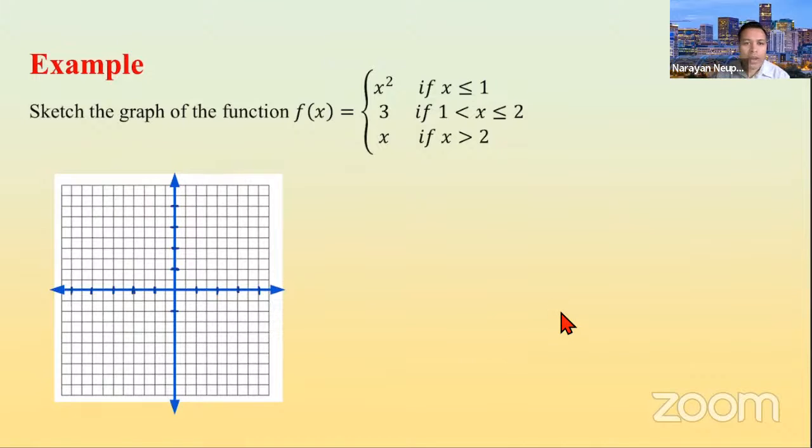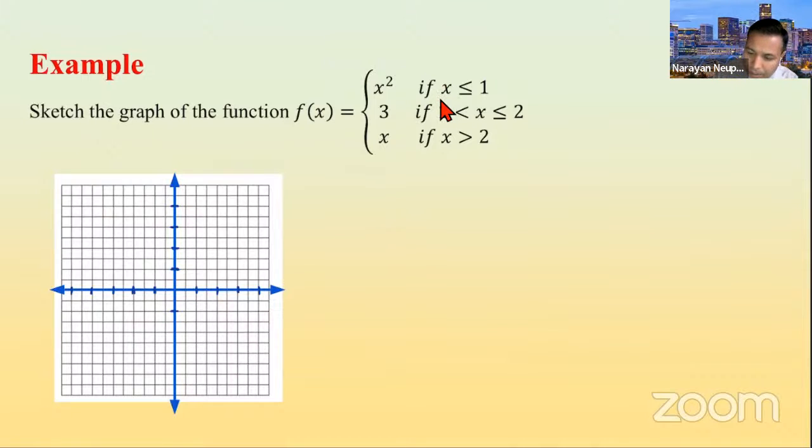So in this one, we are asked to sketch the graph of this function, f of x equal to x squared if x is less than or equal to 1, and then 3 if x is between 1 and 2, and then f of x equal to x if x is greater than 2. So you can clearly see that this is a piecewise defined function. And the function is defined in 3 different pieces, okay?